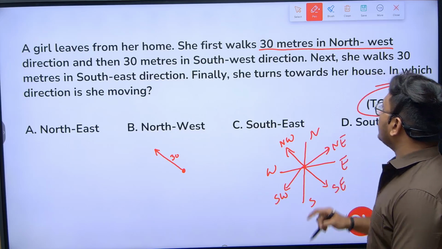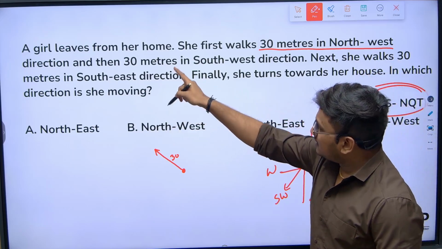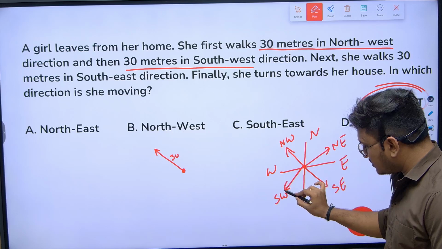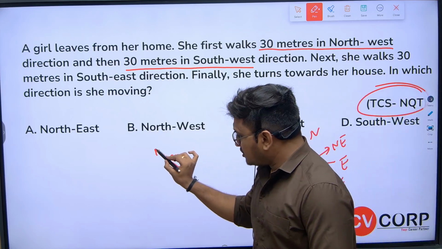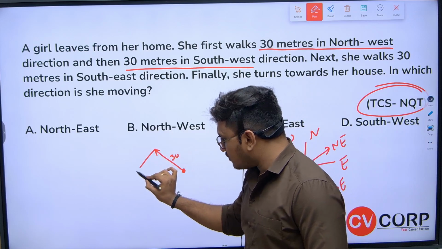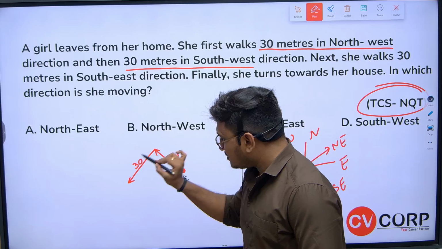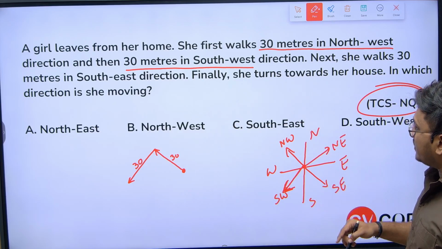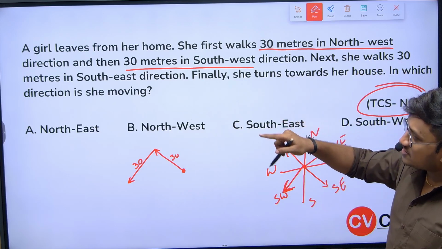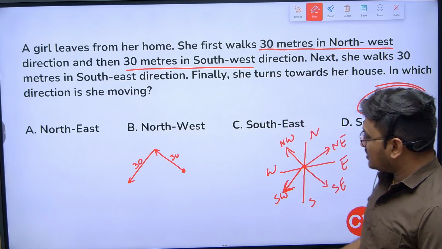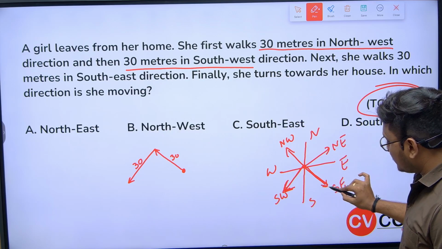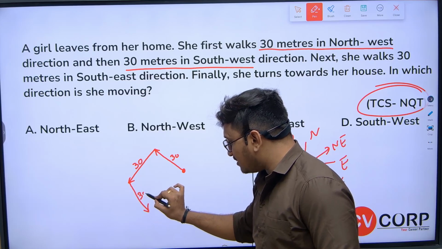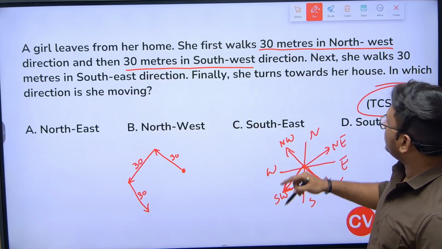After that, 30 meters in the southwest direction. Southwest means this direction downwards. From this particular point, she travels southwest, 30 meters. Next, after traveling southwest, she walks 30 meters in the southeast direction. Southeast is a direction like this. Again 30 meters. Now what's the question here?